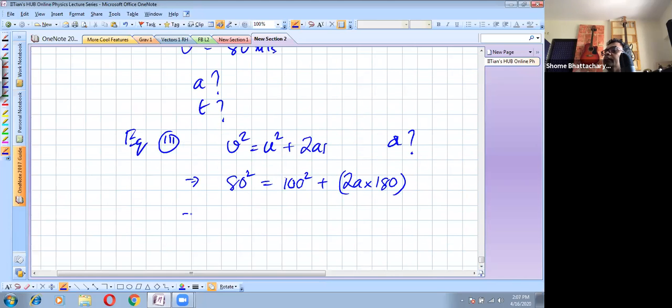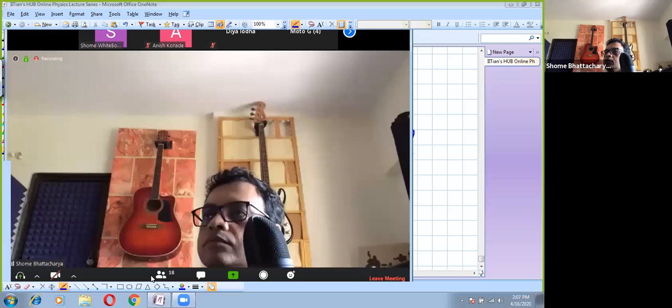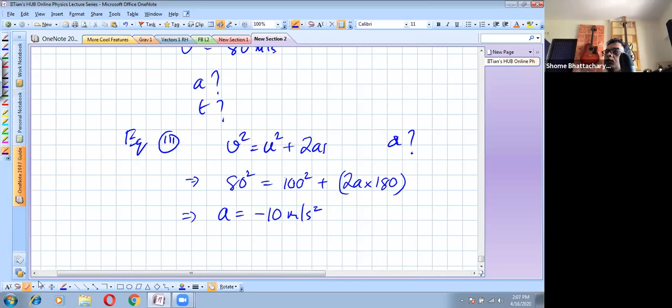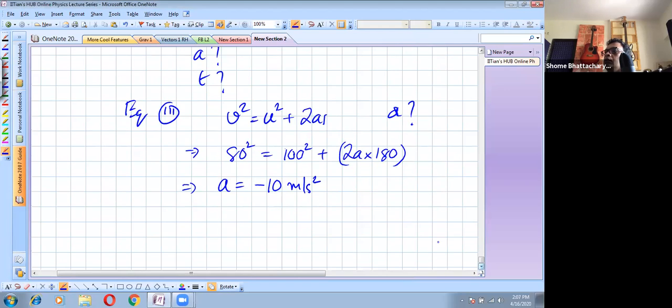So solving this, you will get the value of the acceleration as minus 10 meters per second square. And it's very easy to understand why the algebraic sign is minus. Because after all, we are dealing with a situation where our velocity is decreasing from 100 to 80. So that's the first one.